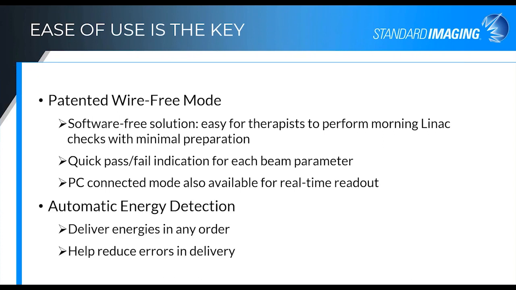The automatic energy detection is really a key to making this device work, so that it identifies each beam and it understands what the parameters are of that beam that it's going to compare to. That allows you to deliver your beams in any order that you want to, and it helps reduce errors, because if you happen to mix them up on any given day, it will not matter for the device.